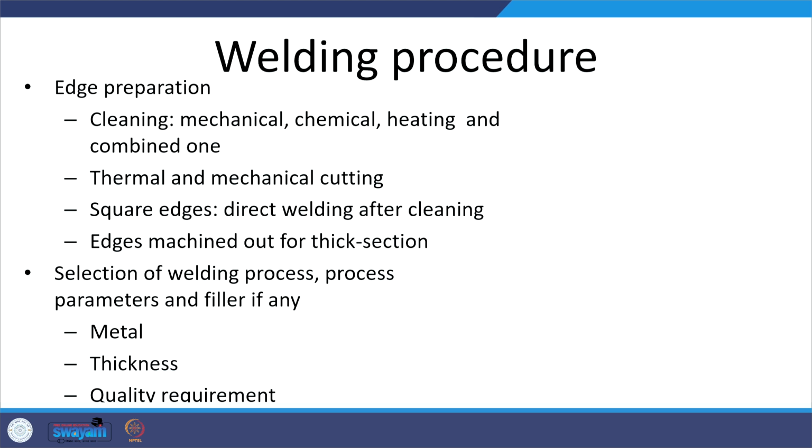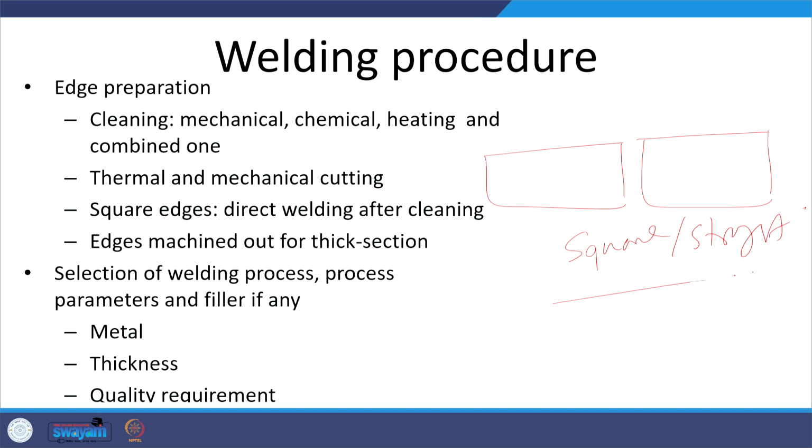Now, as far as the cutting is concerned, the edges of the component to be welded may be rough. So, if it is thin, we need to make the edges square and straight, so that when welding is done, a uniform weld joint is developed. This square and straight edge will be good if the section thickness is less, meaning it is thin, less than 5 mm, then it is fine.